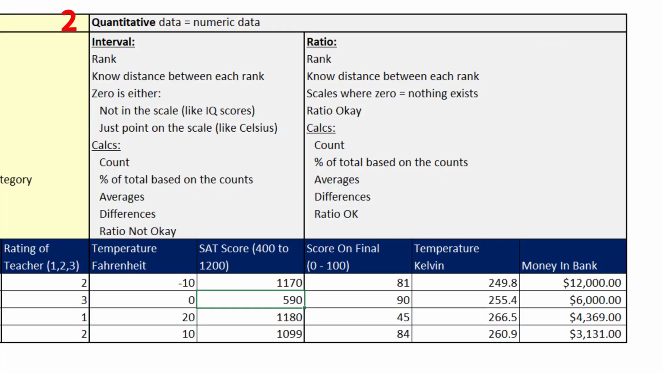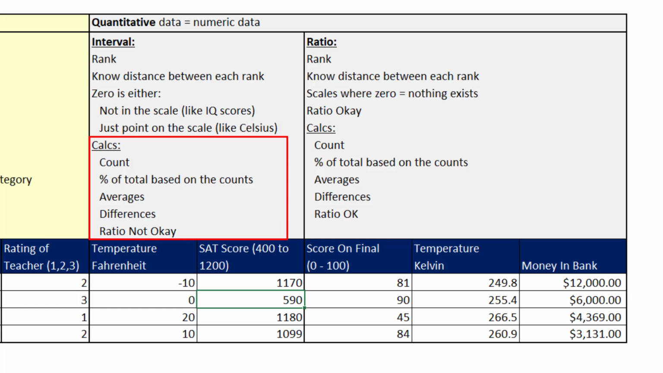Now, quantitative data just means you have a number. And there's 2 types, interval and ratio. With interval, we have a rank. We know the distance between each rank. And 0 is either not in the scale, like IQ scores, or SAT scores, which go from 400 to 1,200. Or 0 is just a point on the scale like Celsius or Fahrenheit temperature.